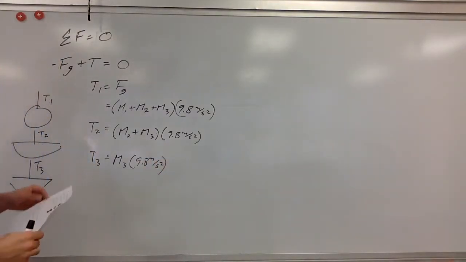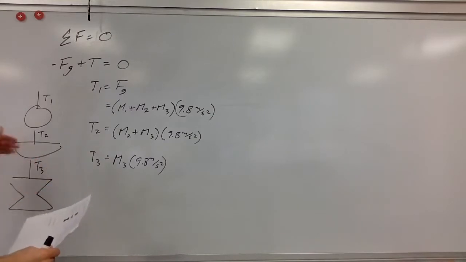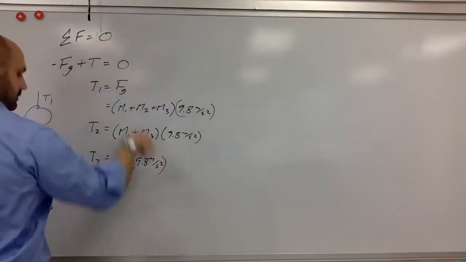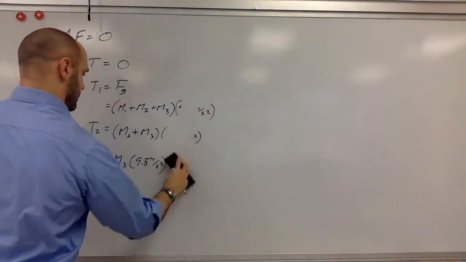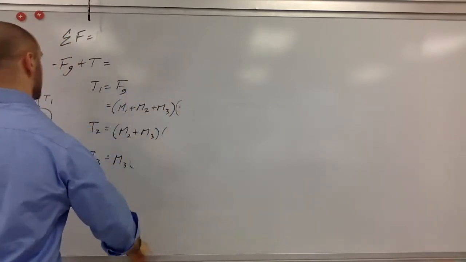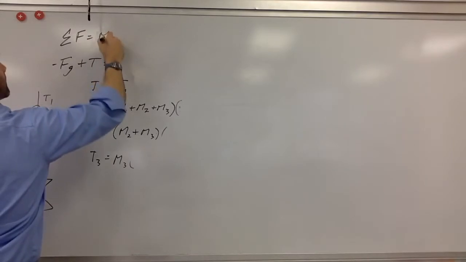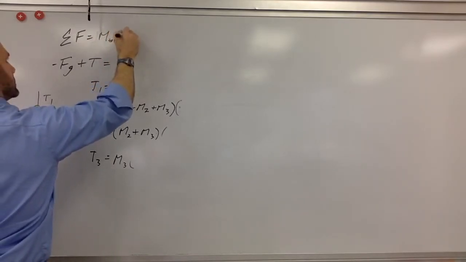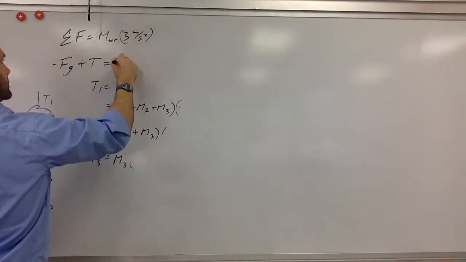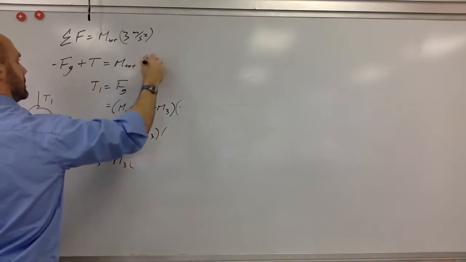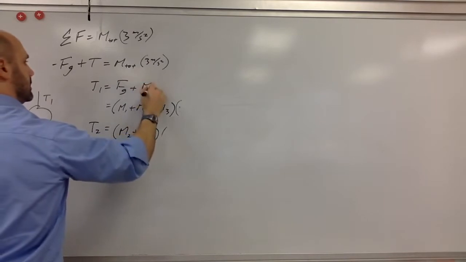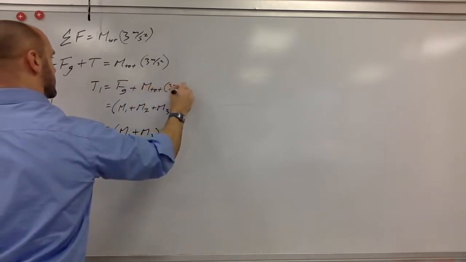Okay, that's part A. Part B, though, in part B, it's accelerating upward at 3 meters per second squared. So now, this is not 0. I'll erase this for now. This is no longer just 0. Sigma F equals m total times 3 meters per second squared. And so, again, this is m total times 3 meters per second squared. So now this is Fg plus m total times 3 meters per second squared.